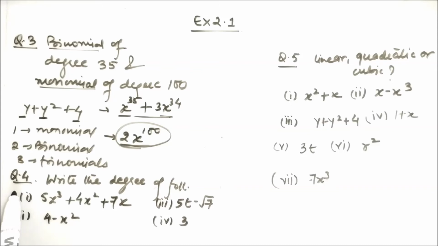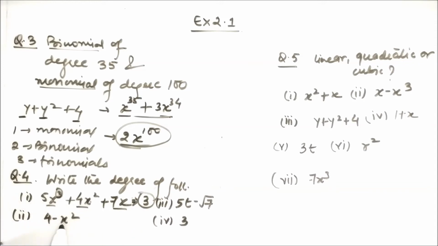Next question, question number 4, is you need to write the degree of the following. Degree is the highest power of the variable. Okay. Again, if you check here, we have three terms where x is the only variable. The power of x here is 3, x power is 2 here and x power is 1 here. So the highest power is 3. So the degree of this expression will be 3.